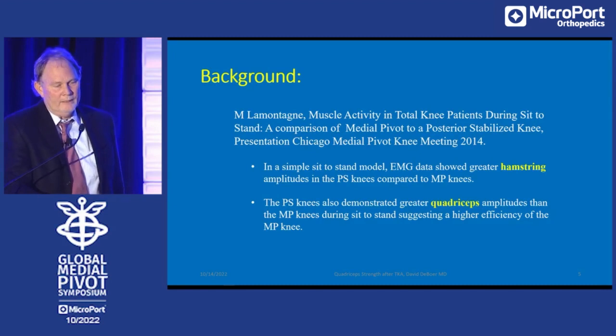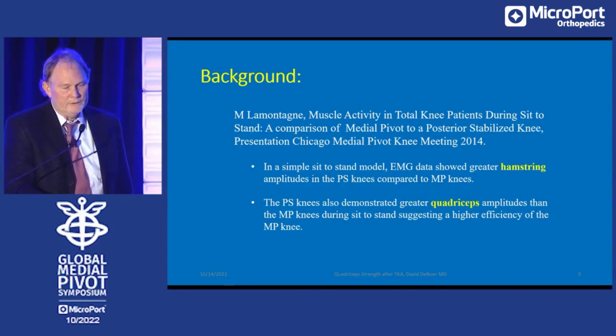And in that session, he showed a greater hamstring amplitude on the EMG in the PS knees compared to the medial pivot knees. He also demonstrated greater quadriceps amplitude in the PS knees than the medial pivot knees, meaning that the medial pivot knee was more efficient.